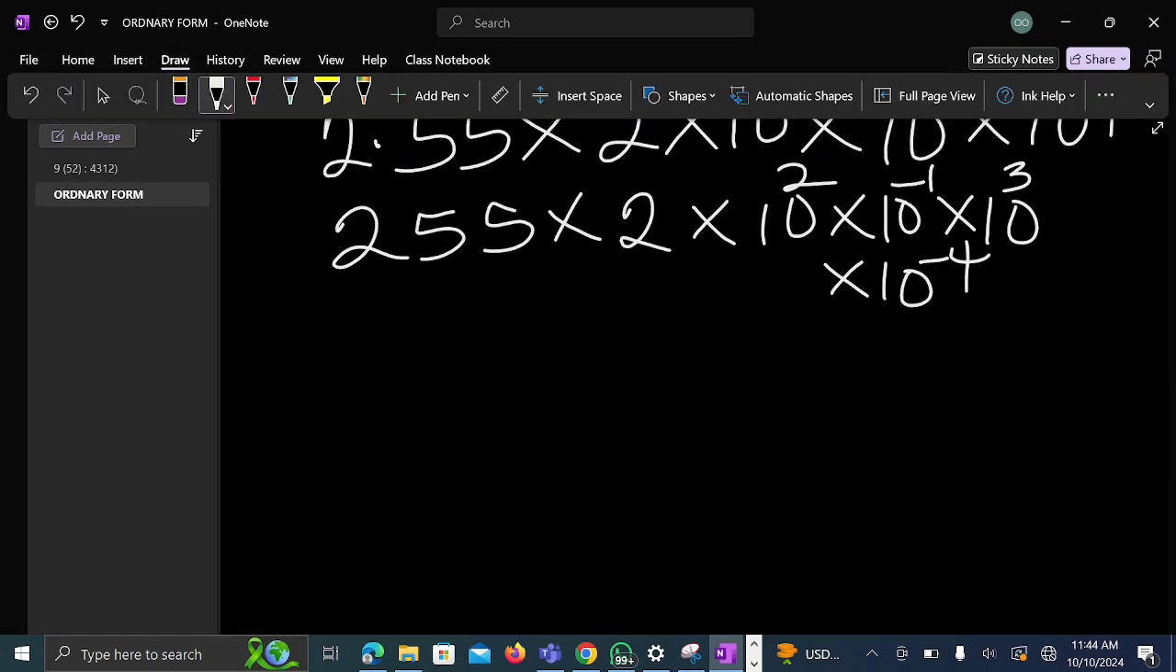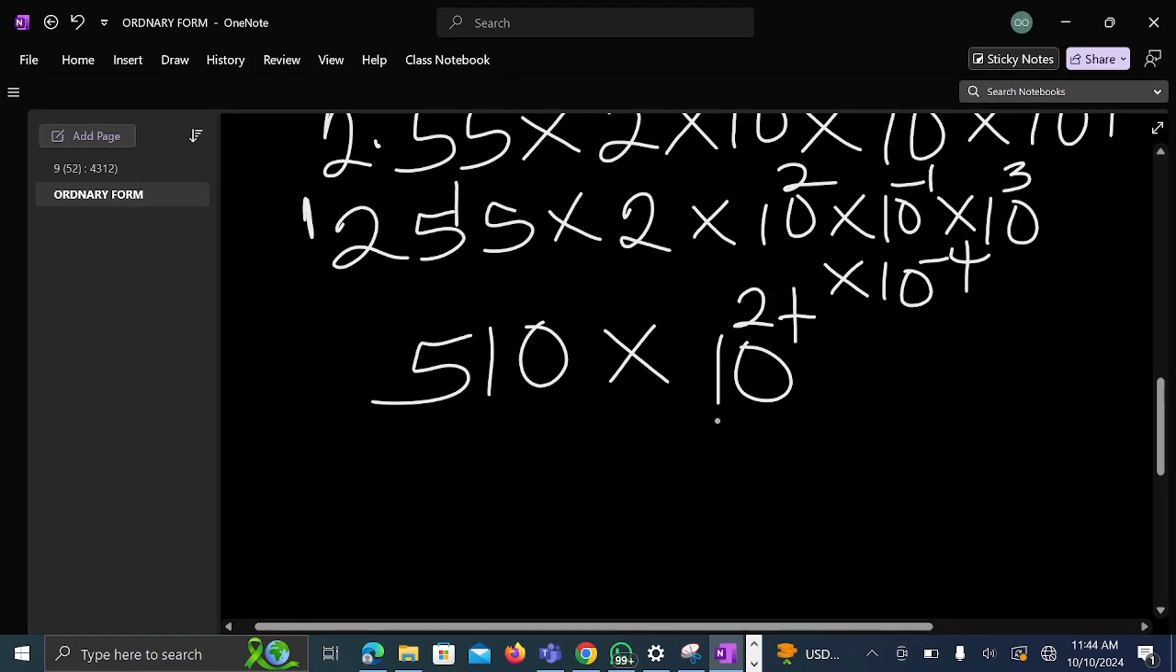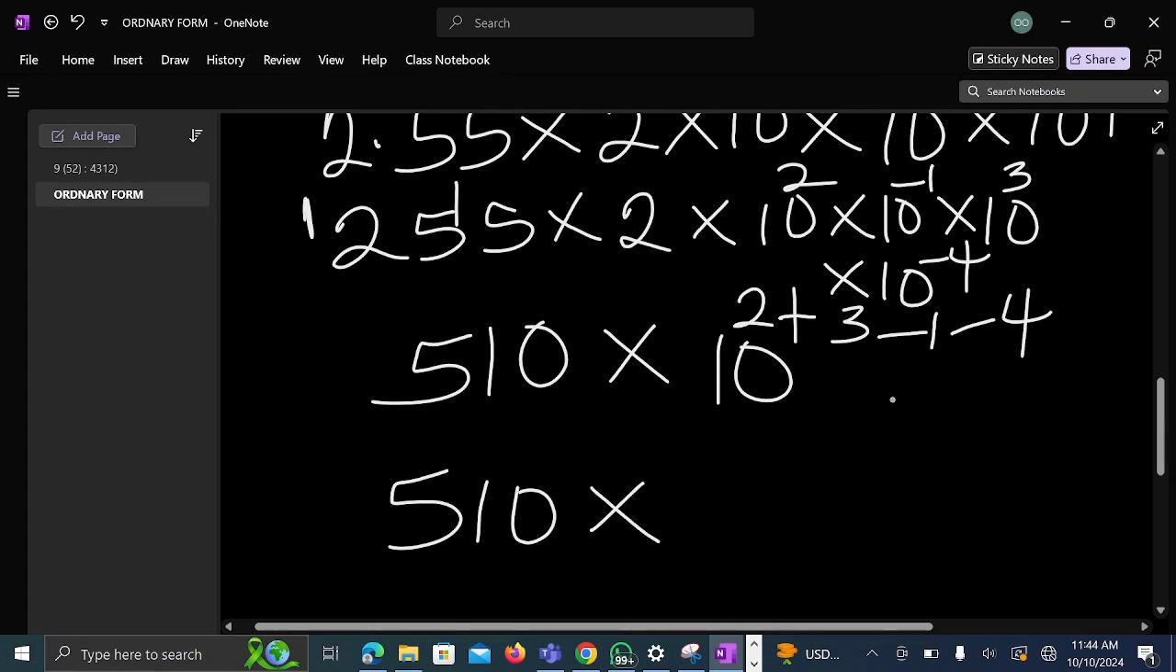You are going to have 2 times 5 is 10. Keep 1. 2 times 5, 10 plus 1, 11. Keep 1. 2 times 2, 4 plus 1, 5. Right? 510 then times 10 to the power of 2. So by indices, add the powers. 2 plus 3, I'm adding the positive numbers first, and then minus 1 minus 4. So that becomes 510 times 10 to the power of what? 2 plus 3 is 5. Minus 1 minus 4 is minus 5. That's 10 to the power of 0.